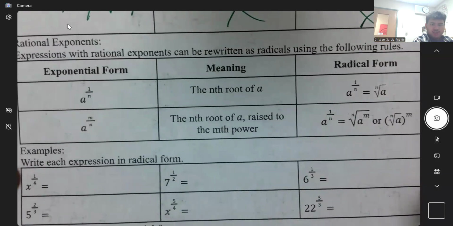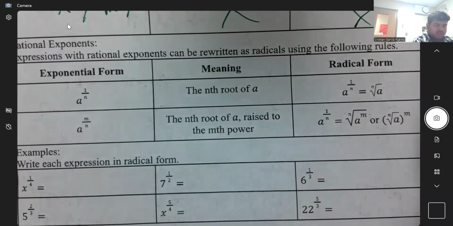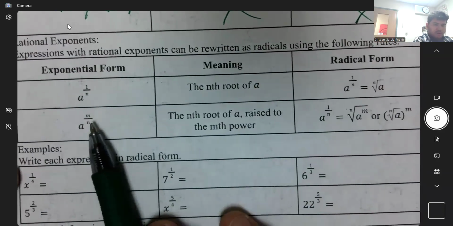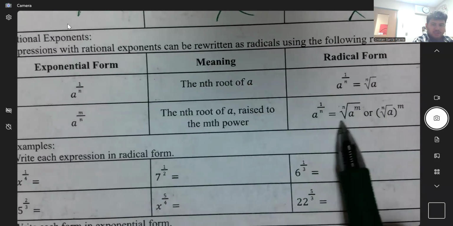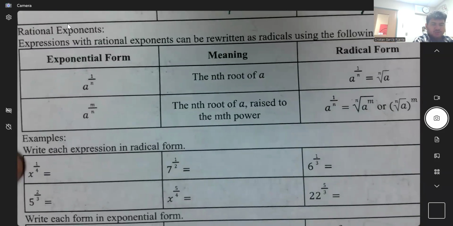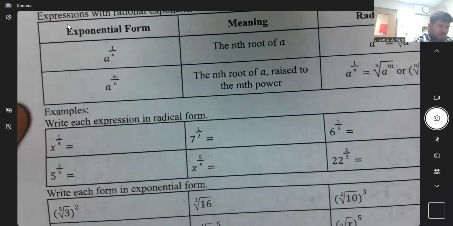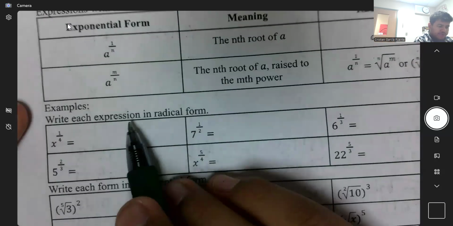A to the 1/n, the nth root of a, is just 1 over... 1/n is equal to the nth root of a. And then again, a to the power of m/n just means the same thing as this. So again, don't be overconfused with this, but all you really have to worry about is the following.